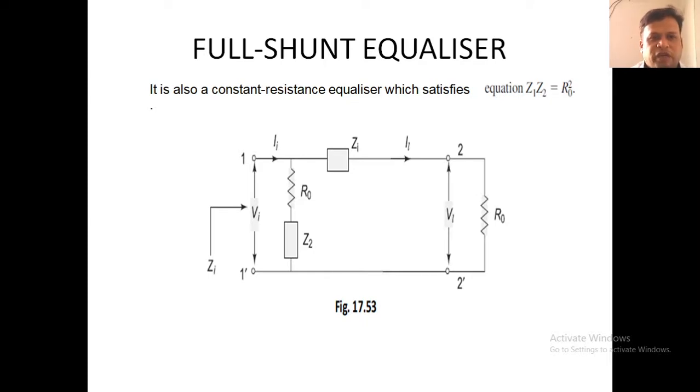Next is the full shunt equalizer. What is a full shunt equalizer? It is also a constant resistance equalizer which satisfies the equation Z1 Z2 is equal to R naught square. So, what is this full shunt equalizer?